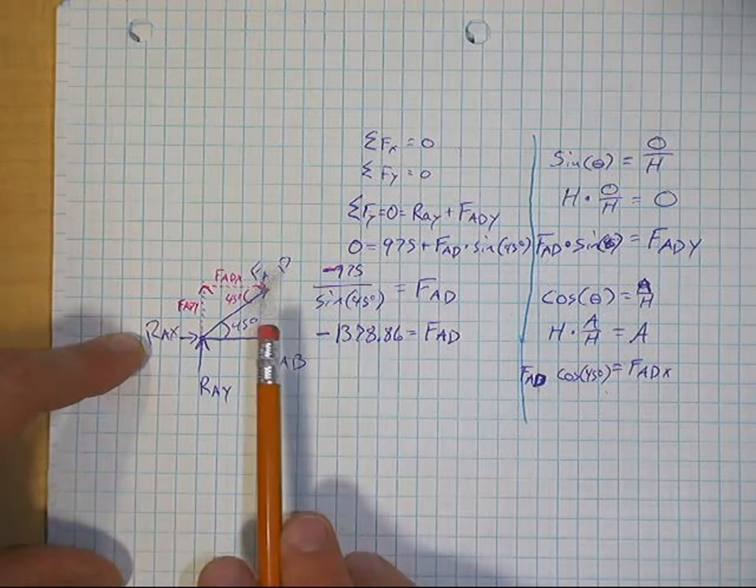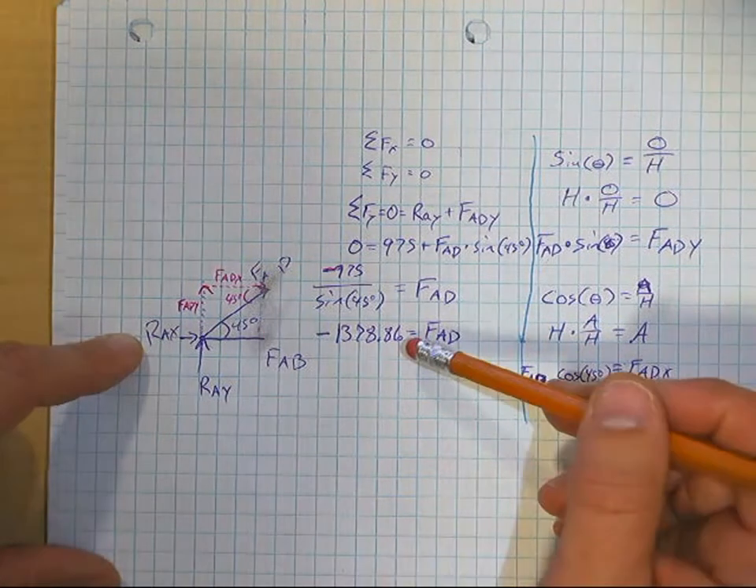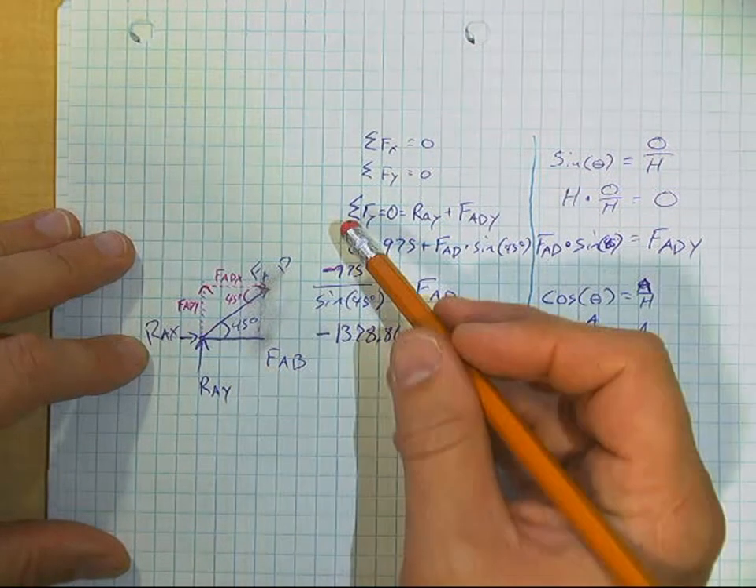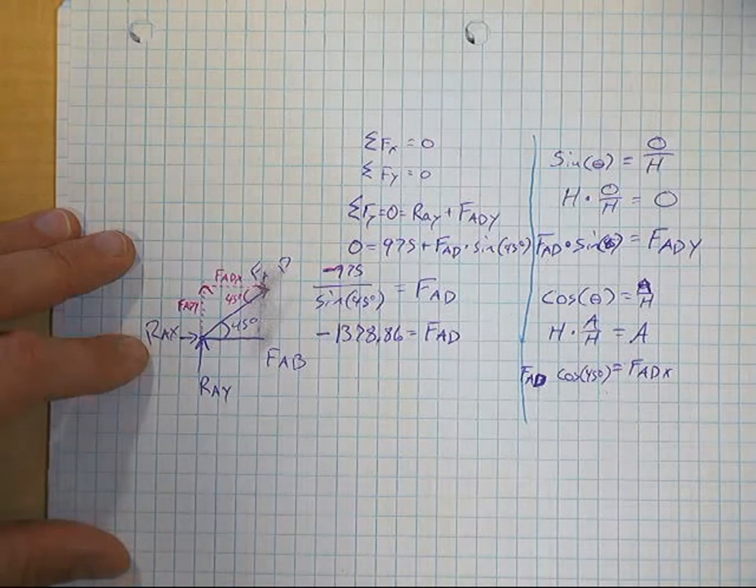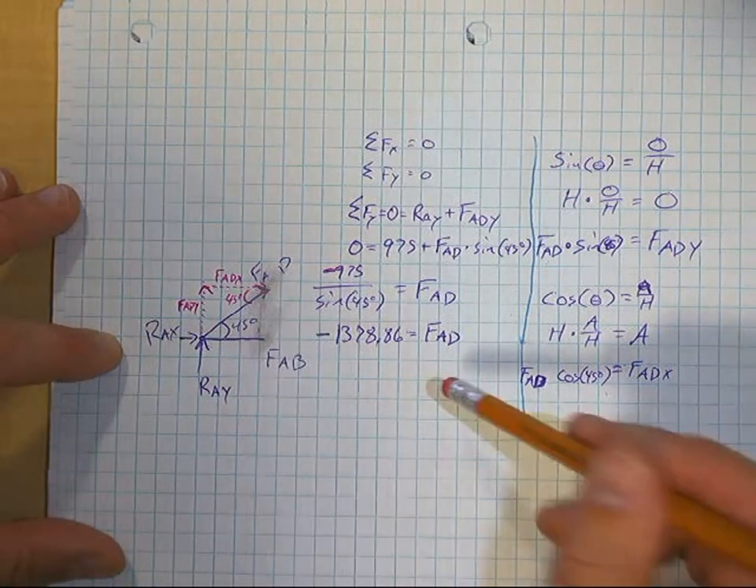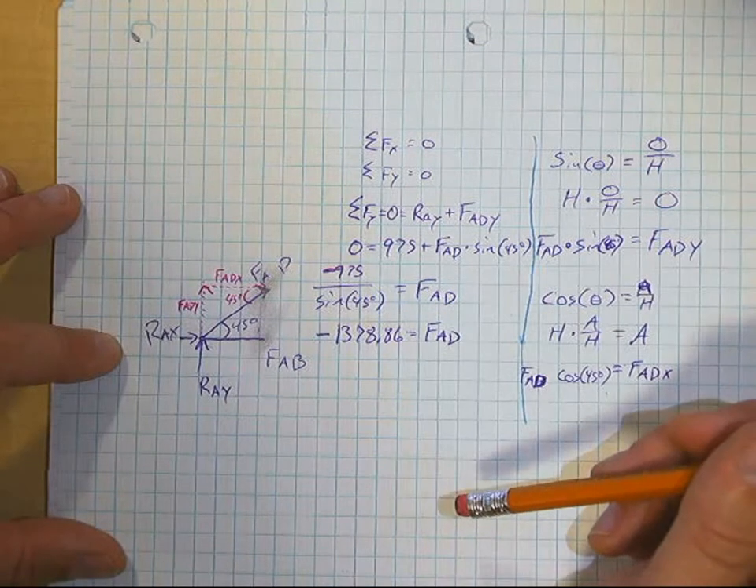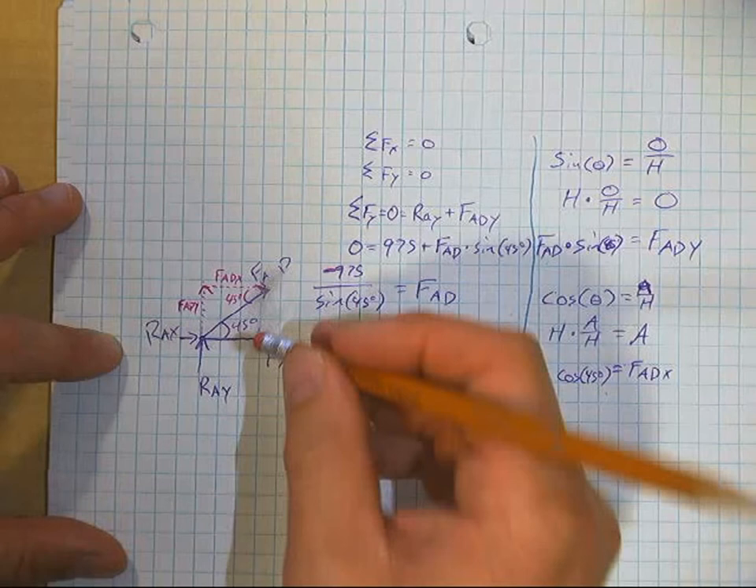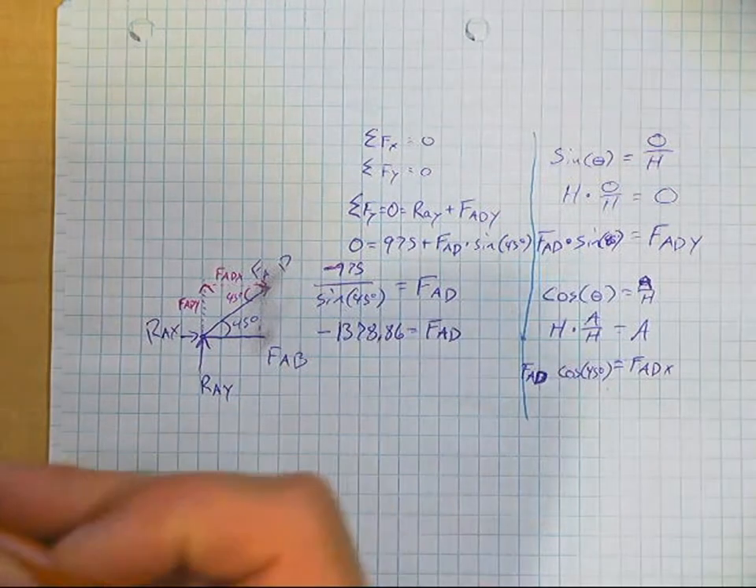Now is when our forces change here. We got a negative, which means that FAD is not in tension. We assumed it was in tension to this point, but when we get a negative value for FAD, we now know that it is not in tension. We know that it's in compression. So that's a major part of this here.